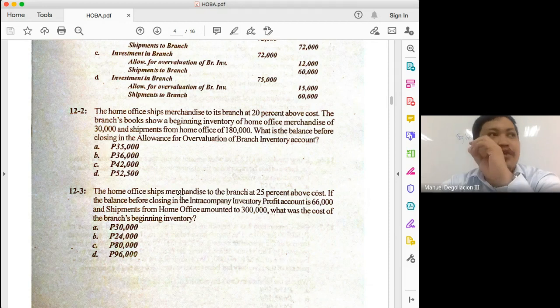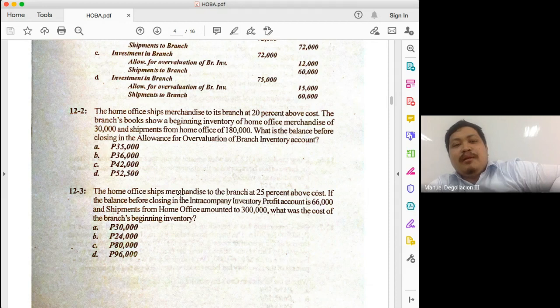So is it possible for you to answer how much was the shipments to branch during the year? The answer is yes. How much is the shipments to branch during the year? Your answer would be 150,000, the cost of the shipments from home office. Is that clear? So this can be a shotgun problem already.